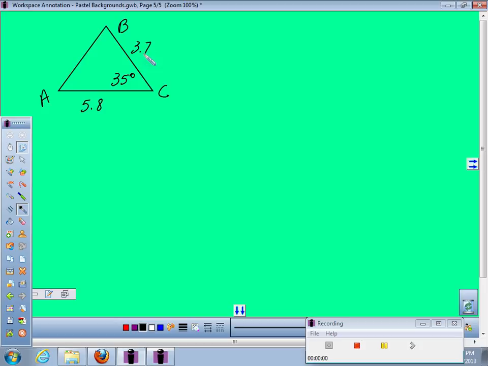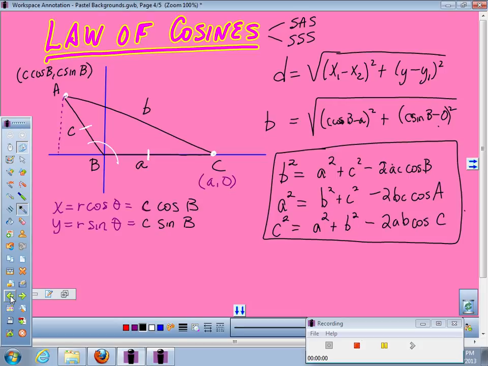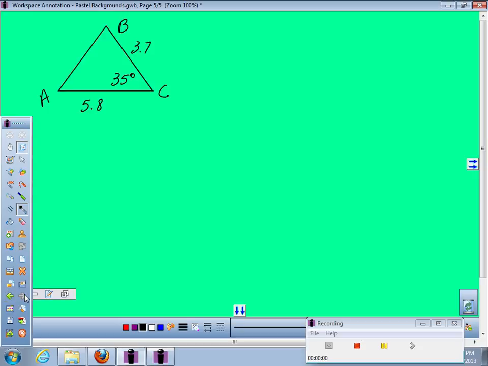Alright, so since you've got side angle side, you go, oh, I have to use the law of cosines. Okay, the formula has how many sides in it? You have to know two sides, and you have to be finding the third. So we have to know two sides and the angle in between them, and it forces you to find the third side. You have no choice here.